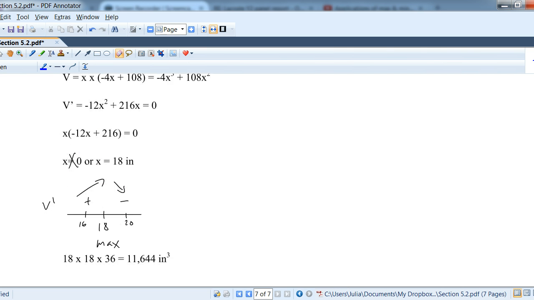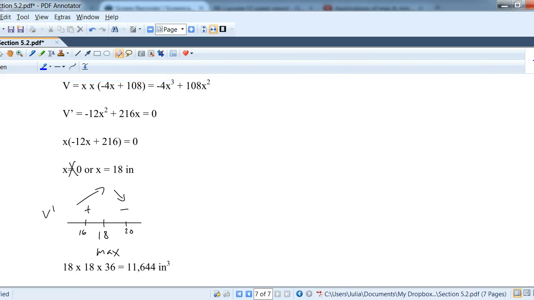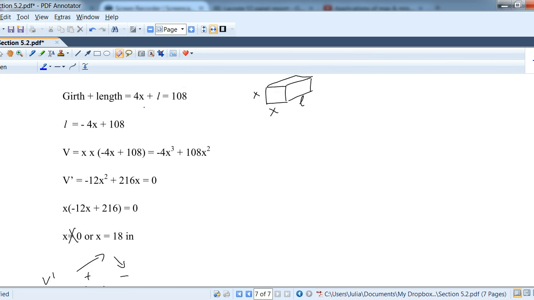So the final answer would be 18 is the length and width. And the height is, I think we found it earlier, negative 4x plus 108, which would give us 36. And if you multiply them all out, you'll get 11,644 inches cubed.